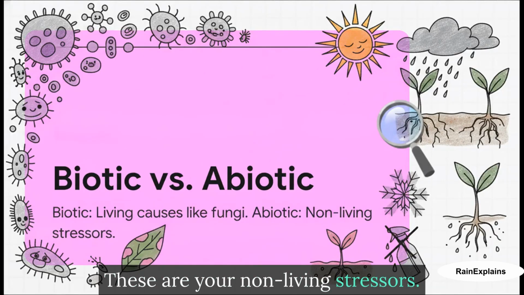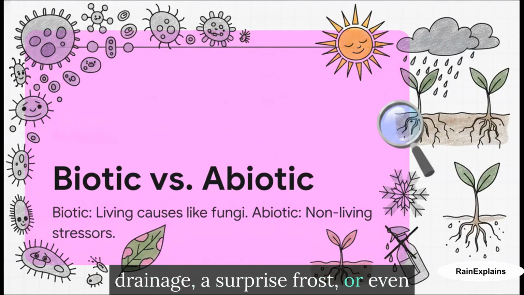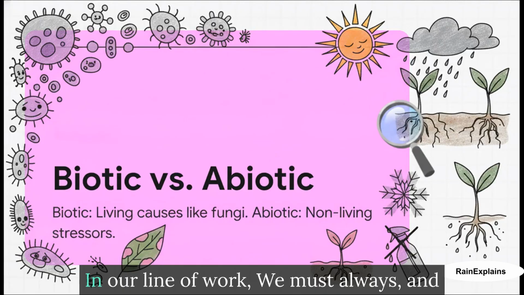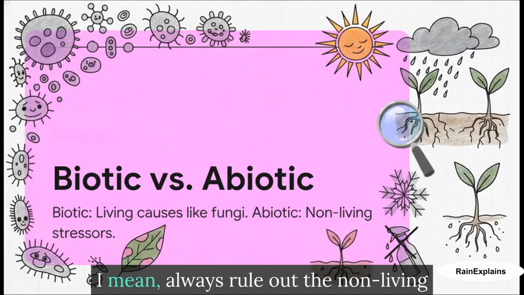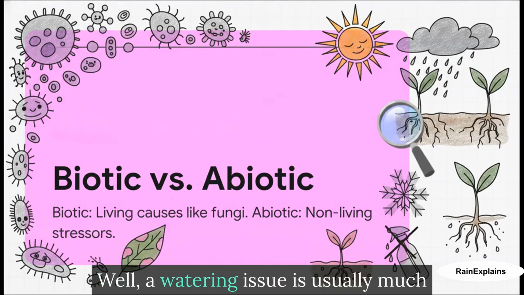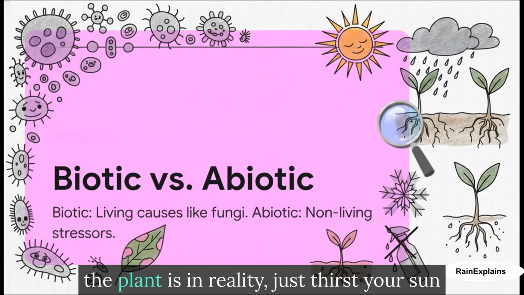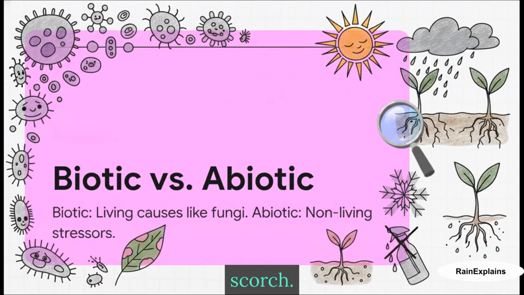These are your non-living stressors. We're talking severe drought, poor soil drainage, a surprise frost, or even chemical injury from lawn herbicides. In our line of work, we must always, and I mean always, rule out the non-living abiotic stressors first. Why? Well, a watering issue is usually much easier to fix, and it stops us from misdiagnosing a living infection when the plant is in reality just thirsty or sun-scorched.